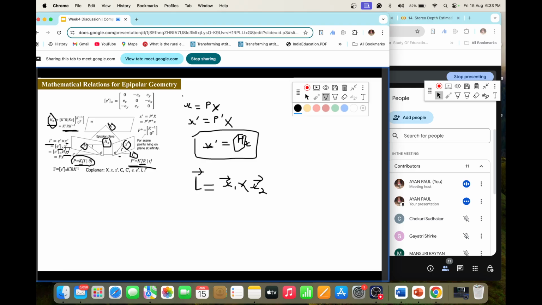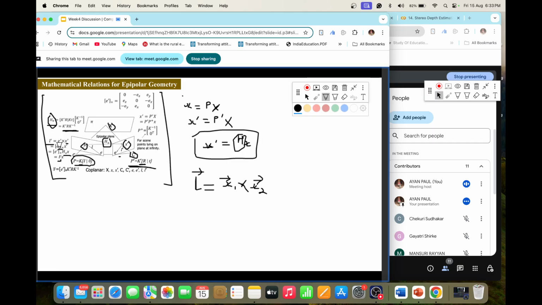so x dash is nothing but H into x. So E dash into H into x is your L dash. Now this E dash H is nothing but what is known as F, the fundamental matrix. So this is regarding the whole mathematical relation here.